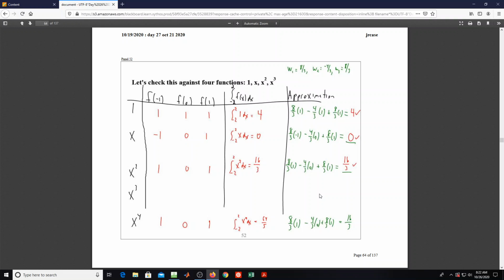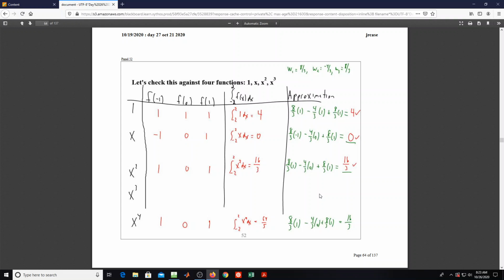Okay, now let's put -1, 0, 1 into the function x. -1 in for x is -1, 0 in for x is 0, 1 in for x is 1. The integral from -2 to 2 of x dx, because it's an odd function and it's equally spaced on both sides, is 0. So let's put it in: 8/3 times -1 plus negative 4/3 times 0 plus 8/3 times 1. I get 0. Those match up.